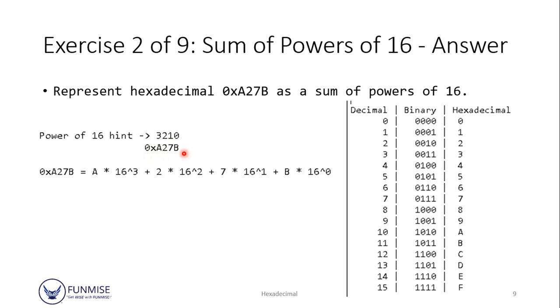In this case, for the position where this A is, it means A times 16 to the third power. This means 2 times 16 to the second power. This means 7 times 16 to the first power. And this means B times 16 to the zero power. Of course, you may be wondering what these A's and B's actually mean. There's a handy hexadecimal chart I provided here to show what the hexadecimal number is, what that is expressed in binary, and what that is expressed in decimal. This will come in handy later when we do some more translations.